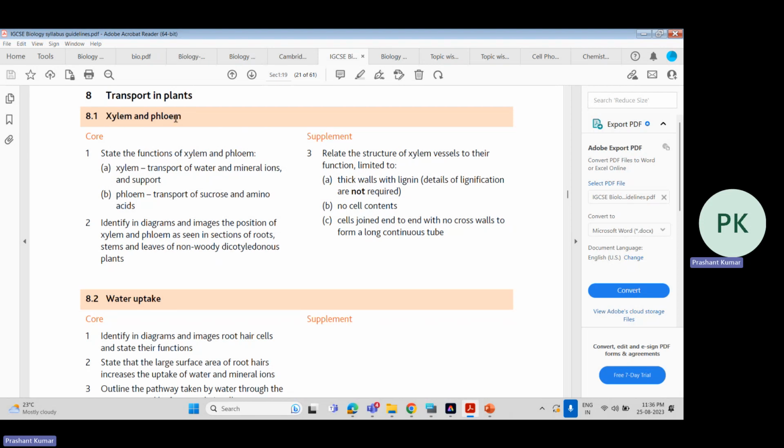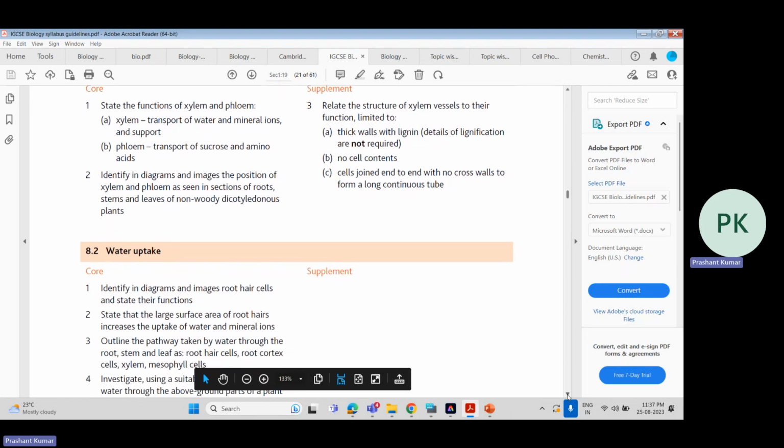What we're going to discuss in this particular session: we'll talk about xylem and the phloem. We'll talk about functions limited to xylem and phloem. Then we'll talk about identifying in diagrams and images the position of the xylem and the phloem in roots, stem, and leaf of dicot plants. Then we'll see the structure of xylem vessels, and the function will be limited to thin walls with lignin, no cell content, and cells joined end to end.